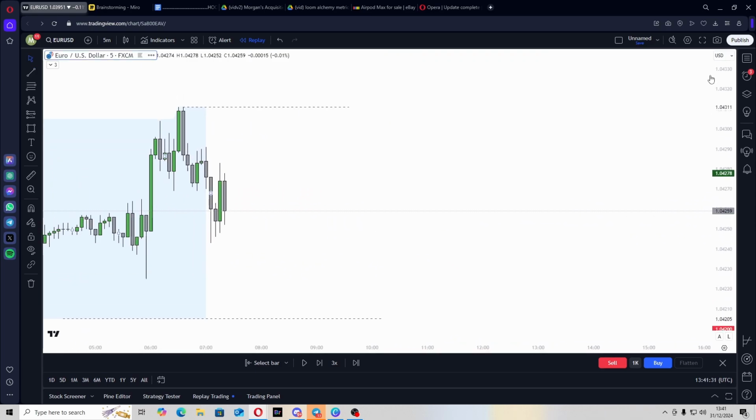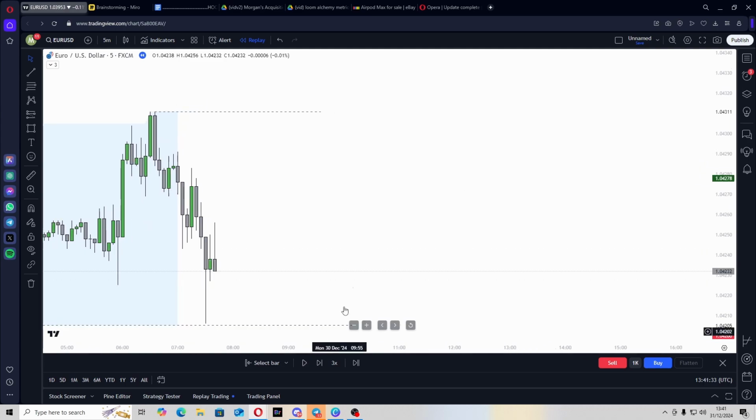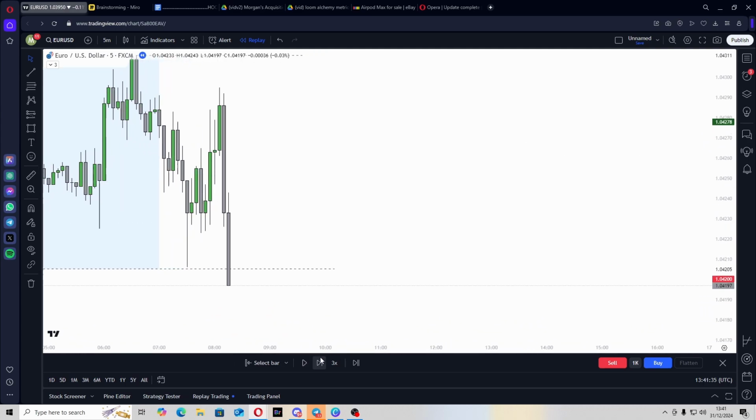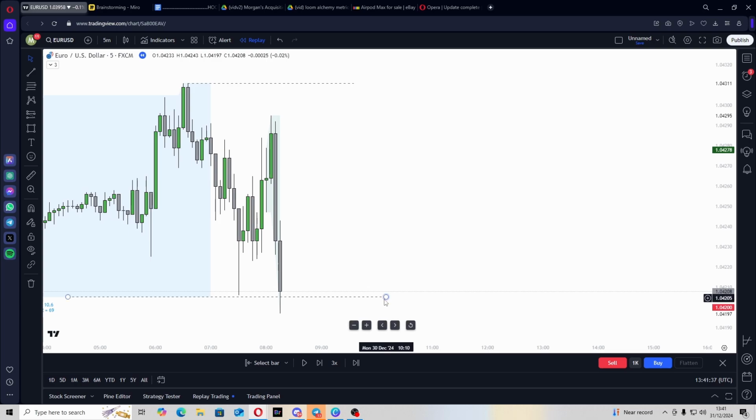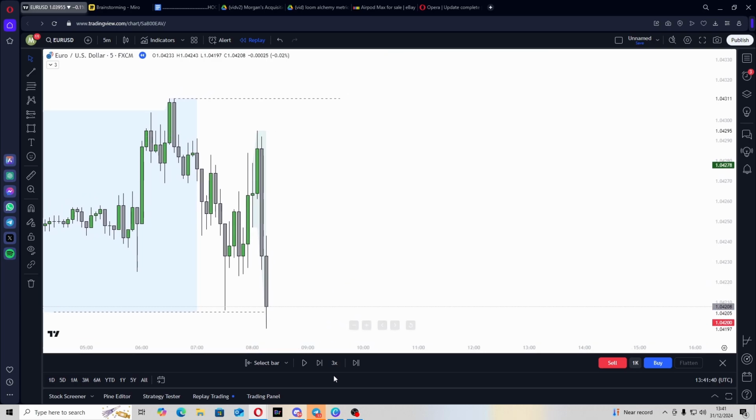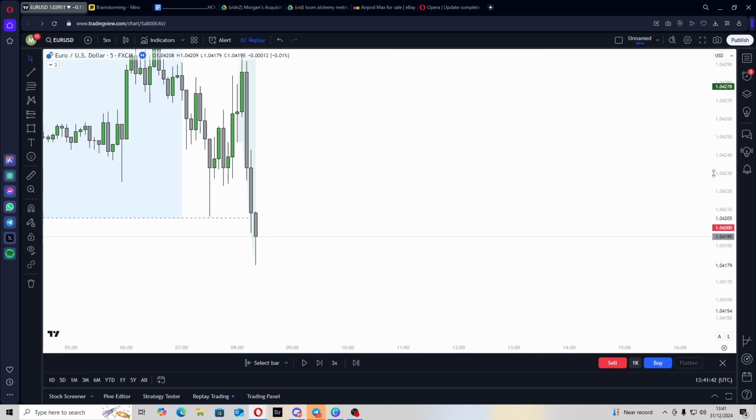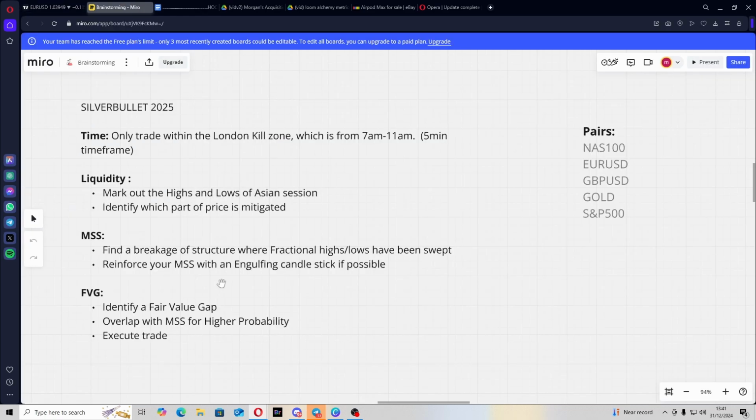What we need to do next is find out which side is actually getting swept. If I play price forward, you can see it's close to the lows. I'm going to anticipate it takes out the lows, and there we go, it's completely swept the lows. Once it swept the lows, what we need to do next is find a market structure shift towards the upside. As you can see right here, you can take a screenshot of this or whatever.